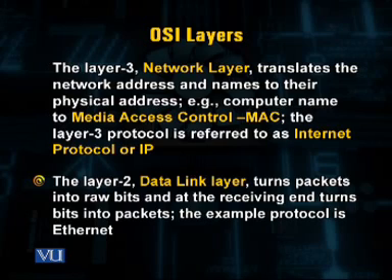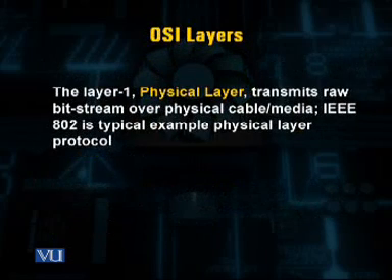The layer 2, which is the data link layer, is responsible to turn the packets into raw bits, and on the other side, that is at the receiving end, it turns the raw bits into packets. An example of this protocol is Ethernet. Whereas the bottommost layer, layer 1, which is called the physical layer, transmits the raw bit stream over physical cable or physical media. However, this is in fact the IEEE 802 protocol of the physical layer, which is followed at this stage.